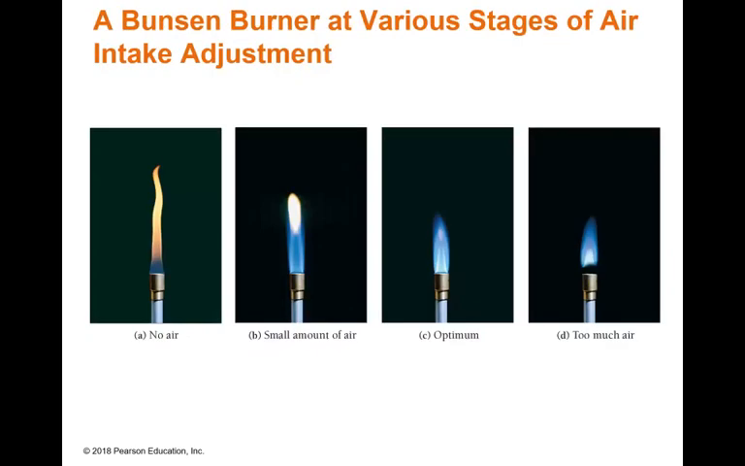This image shows different stages of a Bunsen burner flame. On the left, not enough oxygen, producing a yellow smoky flame. In the middle, optimal air intake, a hot blue flame with a sharp inner cone. On the right, too much air can make the flame unstable or even extinguish it. Understanding this helps you work more safely and effectively in the lab.